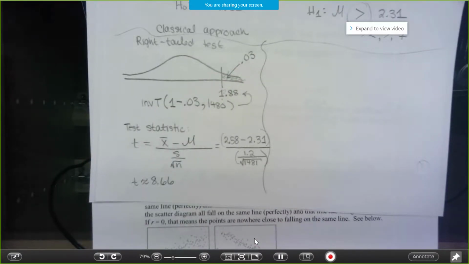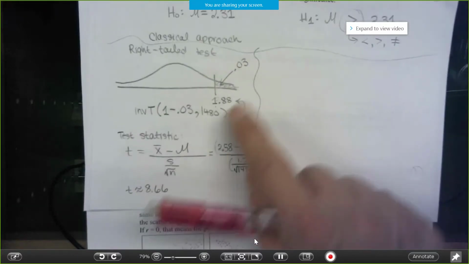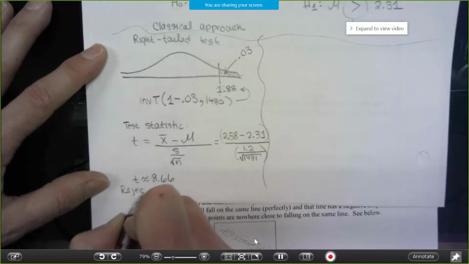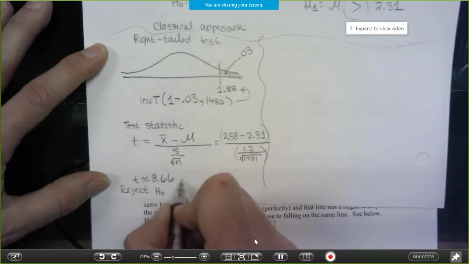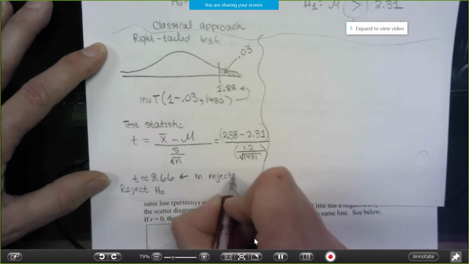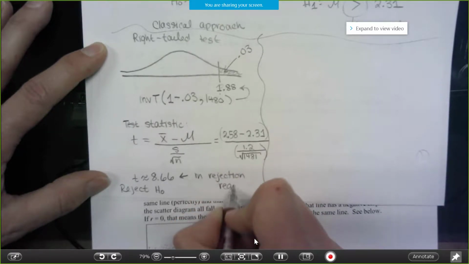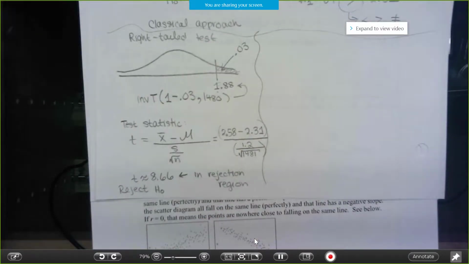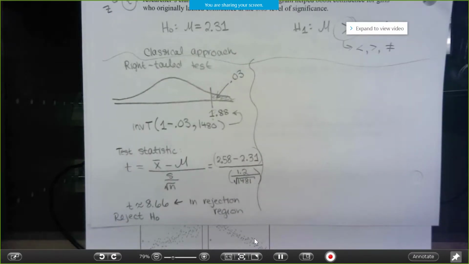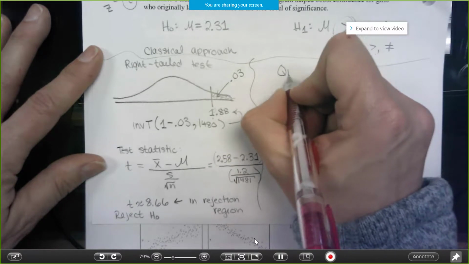So are we going to reject the null? Yeah, why? Yeah, this is in the rejection region. Okay. So that was the old way of doing it. And I've already tested you on that. So now we're going to use the quicker way. And we should get the exact same results.